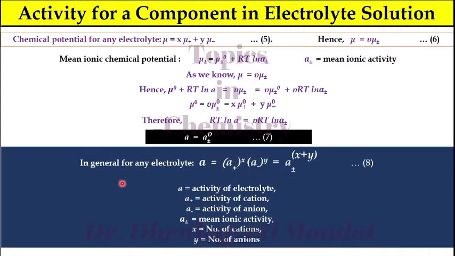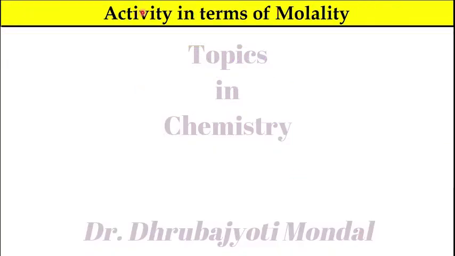So in general, for any electrolyte, you can write the activity of the electrolyte a is equal to a plus to the power x, a minus to the power y, that is equal to a plus-minus to the power x plus y, or a plus-minus to the power nu. Here a is the activity of the electrolyte, a plus is the activity of the cation, a minus is the activity of the anion, a plus-minus is the mean ionic activity, x is the number of cations, and y is the number of anions. Now see the next slide.